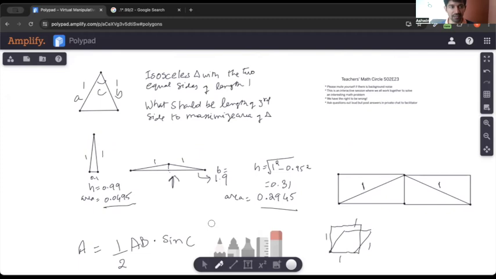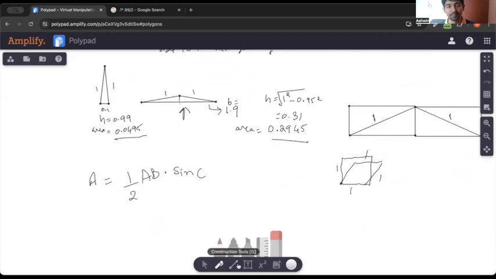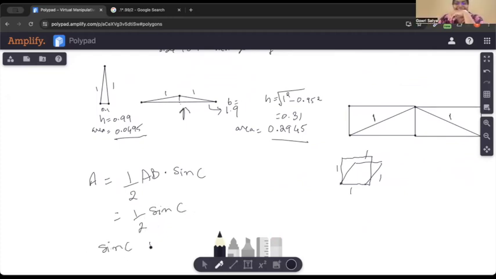So here A and B are 1, so the area is going to be sine C by 2. And sine C will be maximum at 90 degrees. Proving that the area is equal to half the product of the sides into sine C is not very difficult.